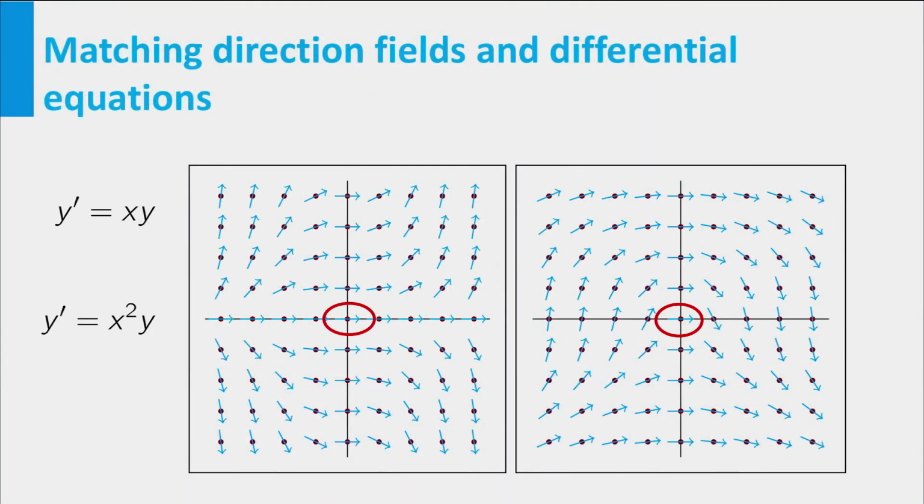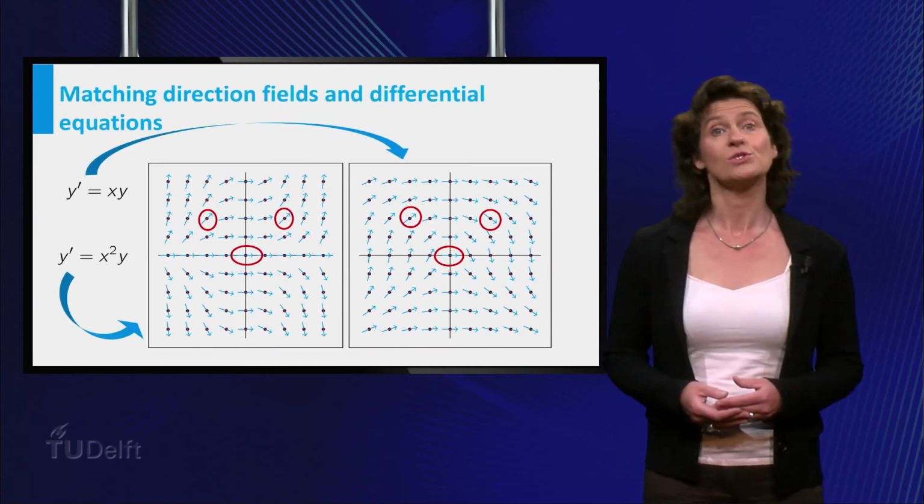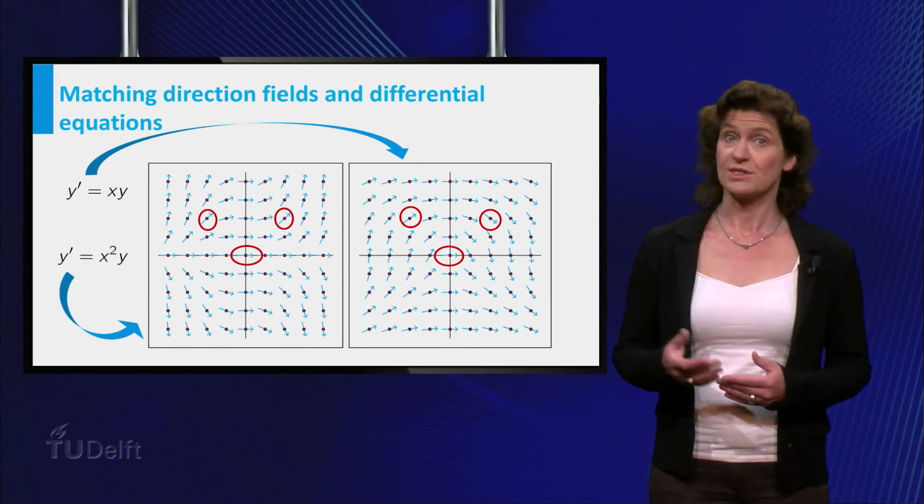Where are the differences? Well, if you look at the points (1, 1) and (-1, 1), you see that in this picture the arrows have the same directions, whereas in the other picture their directions have opposite sign. So you can conclude that the first picture corresponds to the second equation.